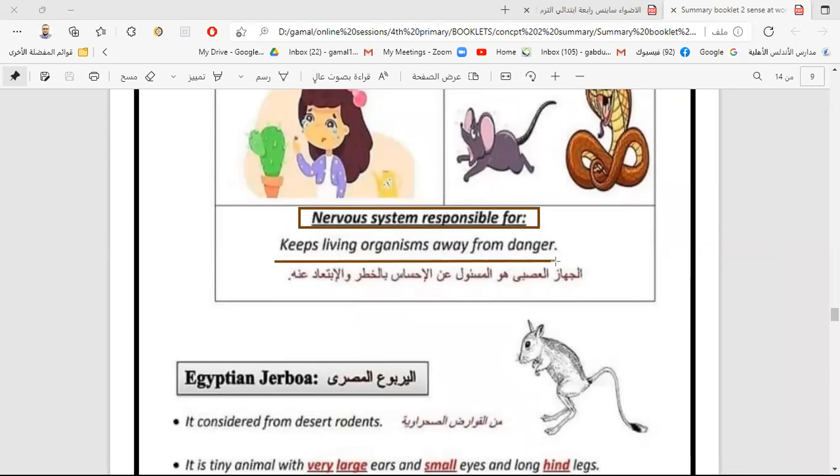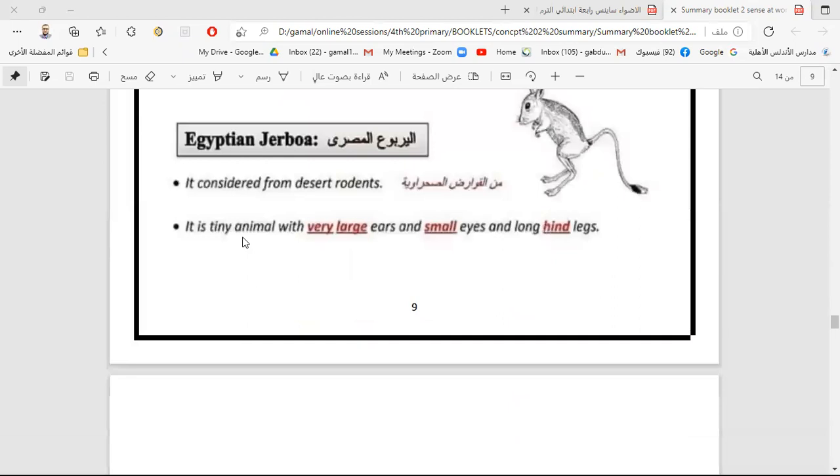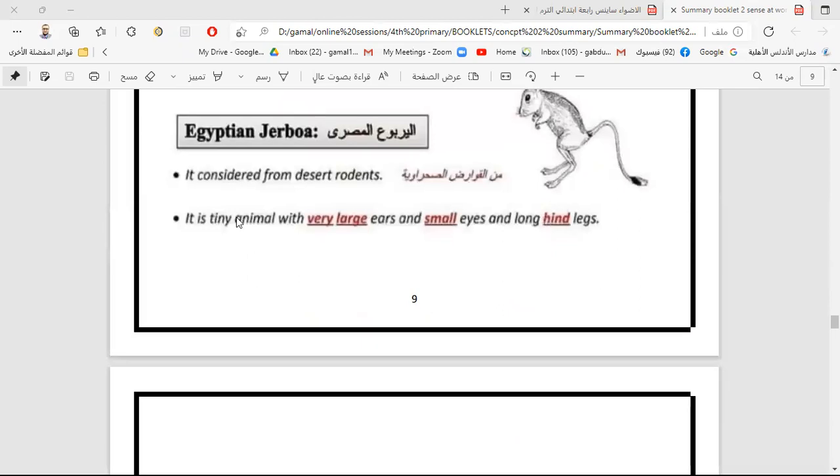The nervous system keeps you away from danger, and keeps the animals away from danger. Very good, my son. So now, this is the Egyptian jerboa. One of the mammals. Jerboa is one of the mammals. Okay, jerboa is from rodents, and rodents are mammals.